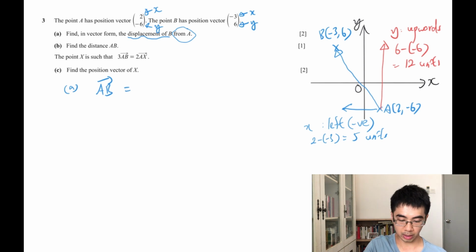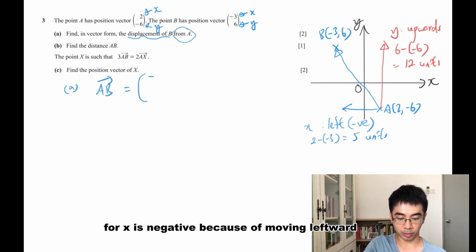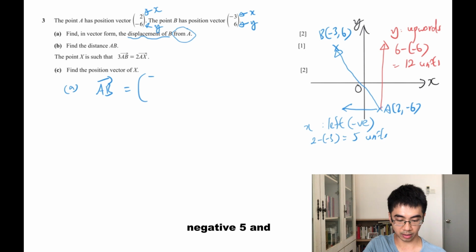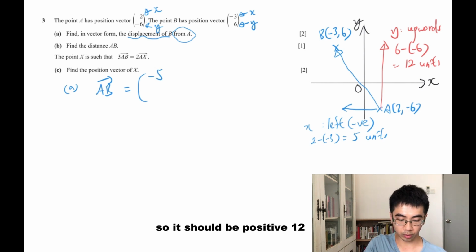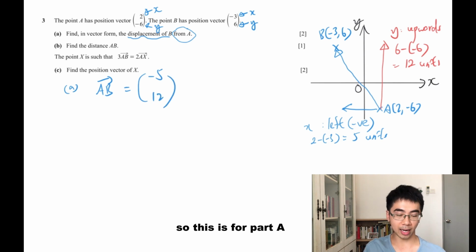This one should be, for x, negative because it's moving leftward, negative 5, and for y it should be moving upward, so it should be positive 12. So this is for part A.